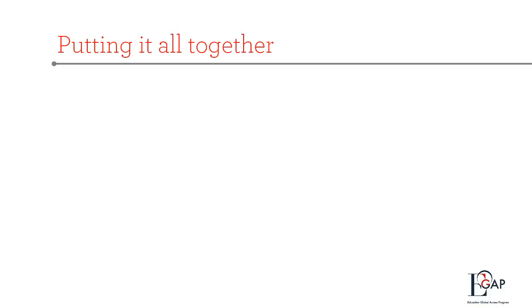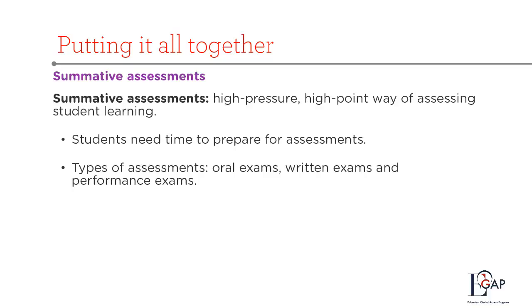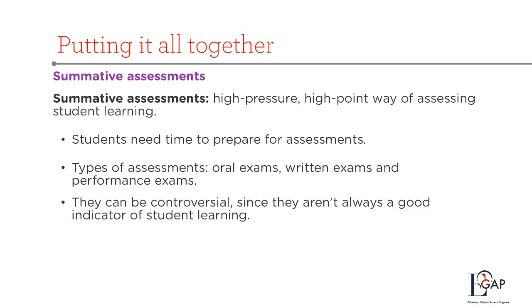Let's review. In this lesson, you learned about summative assessments. Summative assessments can be a high-pressure, high-point way of assessing student learning. Students need time to prepare for these assessments, and results will have an impact on their grade, and sometimes on their future opportunities. You learned about a few different types of summative assessments, including oral exams, written exams, and performance exams. You learned that summative exams can be controversial because they are not always a good indicator of how much a student has learned. Rather, they are an indicator of how well a student is able to prove what they have learned in a specific situation.